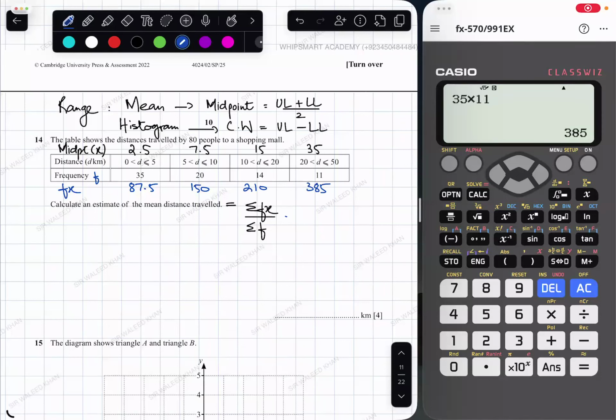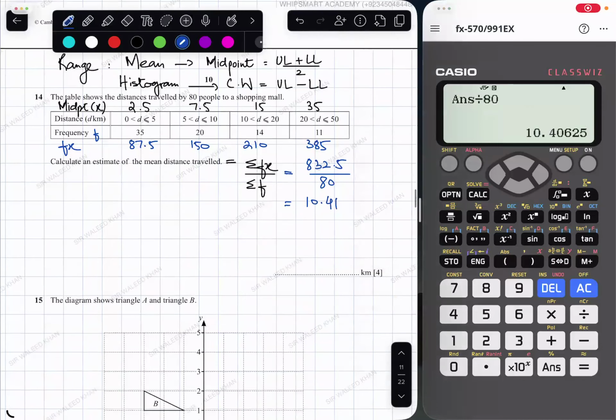Sum all these up. 87.5 plus 150 plus 210 plus 385, we have this value over here, 832.5, divided by the sum of all frequencies, which is already given, 80. So divided by 80. That should be 10.4. 10.41.